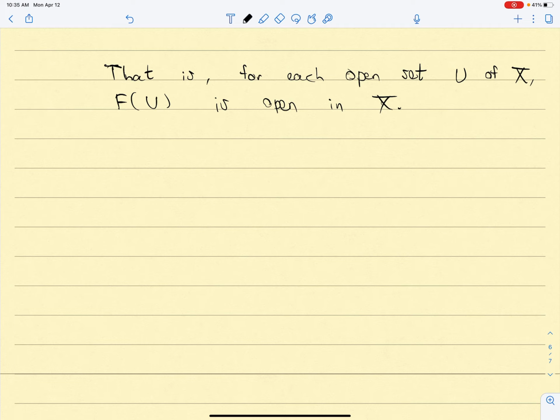We needed to embed our regular space X, which had a countable basis, into a metrizable space, which we chose as R^ω in the product topology. And we have done this. And that concludes the proof of the Urysohn metrization theorem.